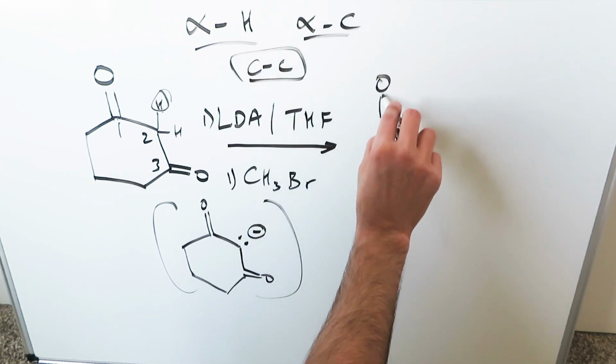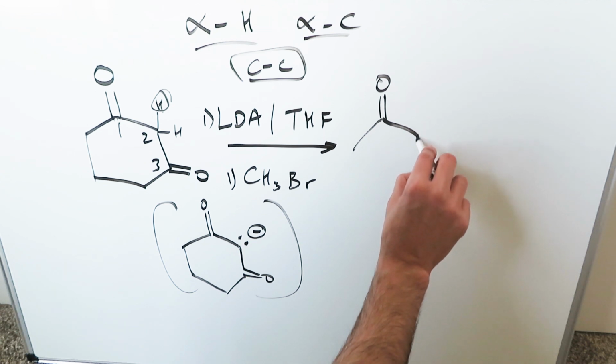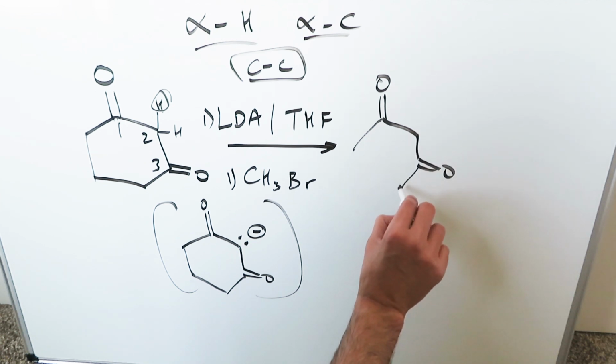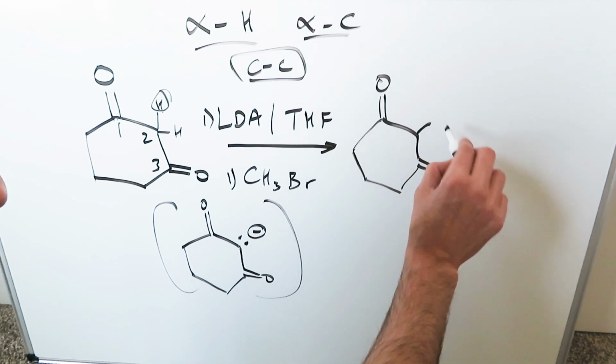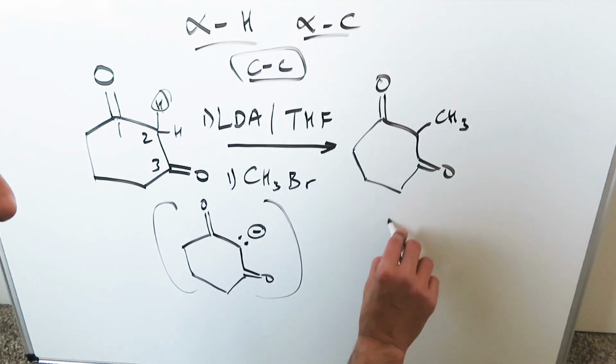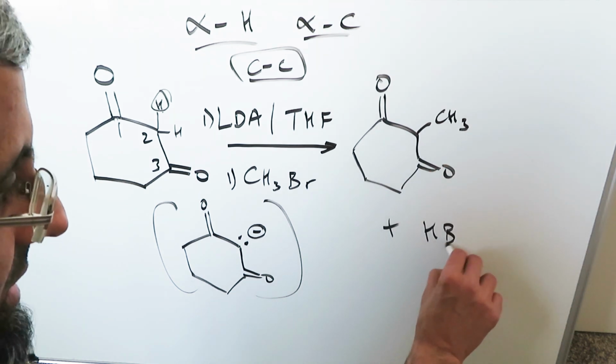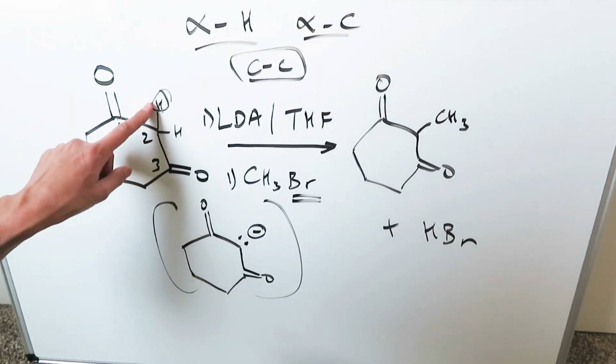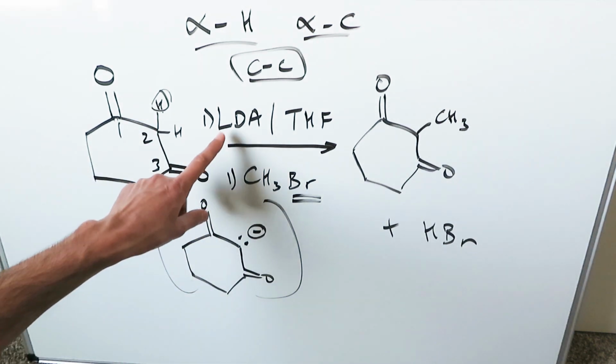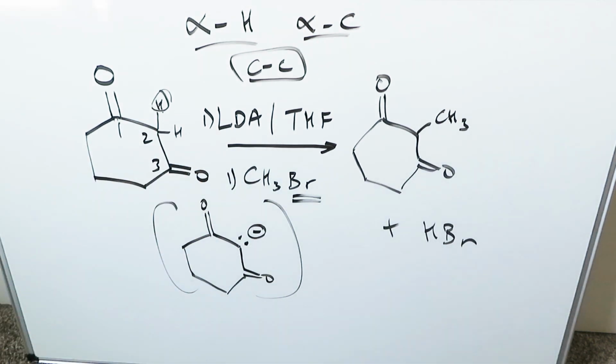So your end result is this. Your final product is going to be exactly what I'm showing you right over here: a methyl group, CH3, plus HBr. This bromine and one of these hydrogens will give you the HBr. The items here, LDA and THF, will be regenerated in the reaction.